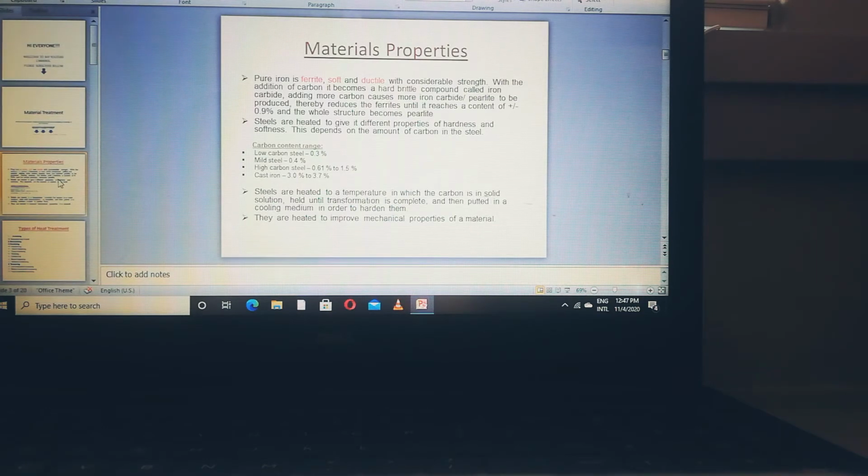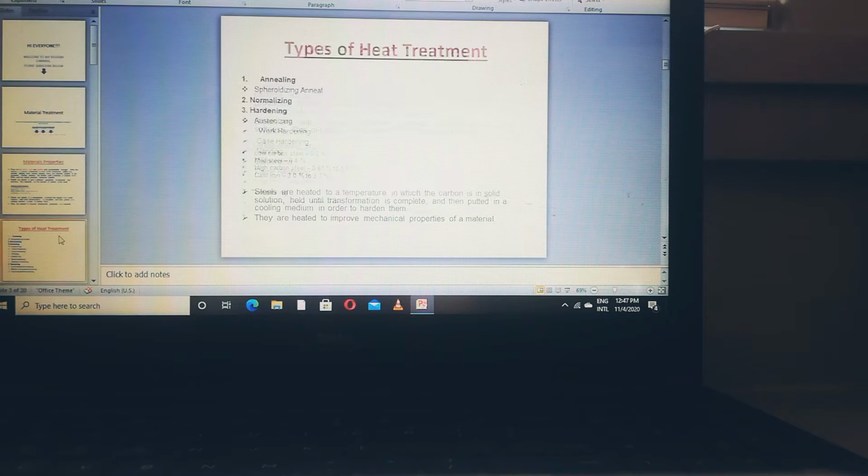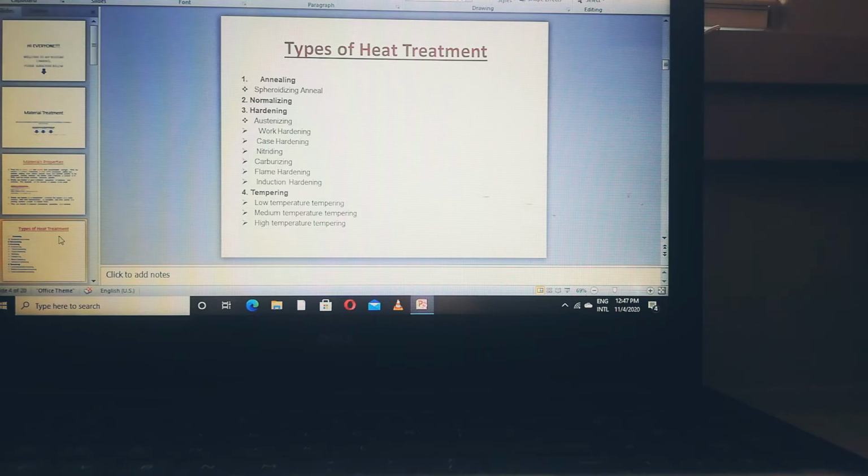Now we are going to look at the types of heat treatments. We have 4 types of heat treatment: annealing, normalizing, hardening, and tempering. Under annealing, we have a kind of anneal called a spheroidizing anneal, and for hardening we have a process called austenitizing.